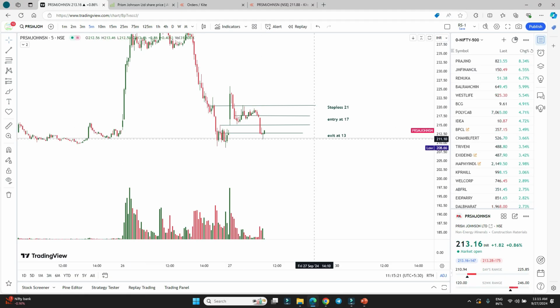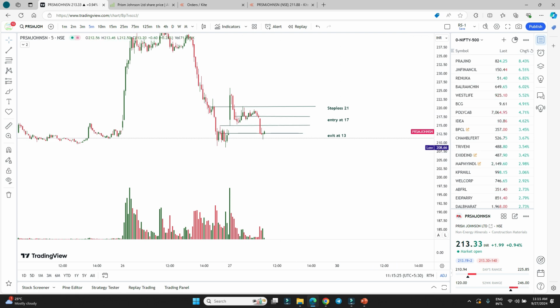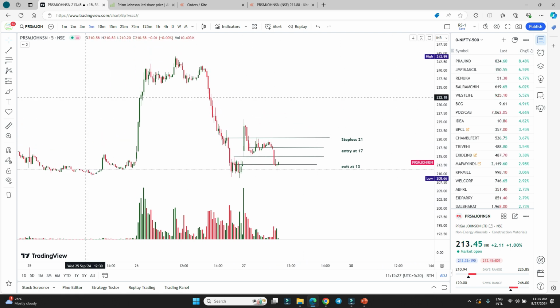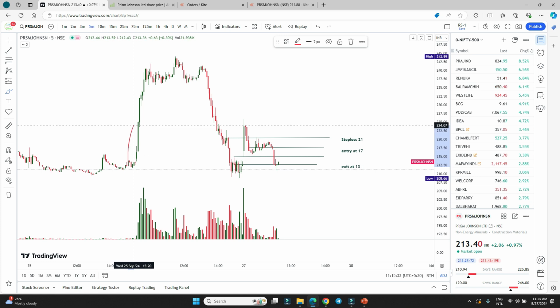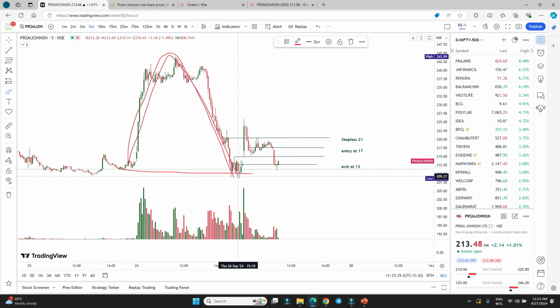Let's go to the chart. This is the chart of Prism Johnson. If we see, the stock is very bullish. The stock selection should be very bullish. Complete V-shaped recovery, right? V-shape kind of fall. That means whatever bullish sentiment was there in the stock, that bullish sentiment is wiped off actually.